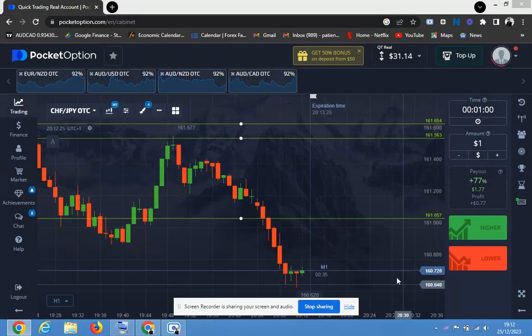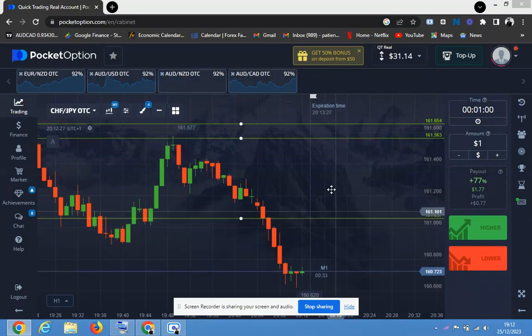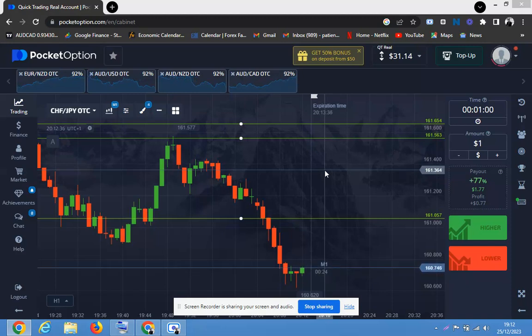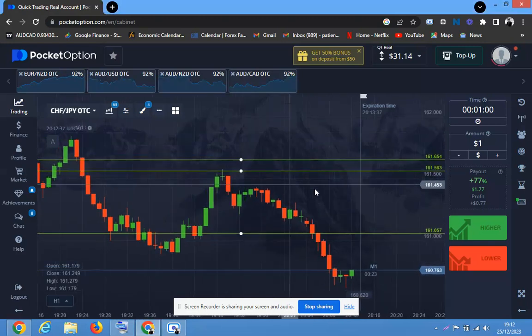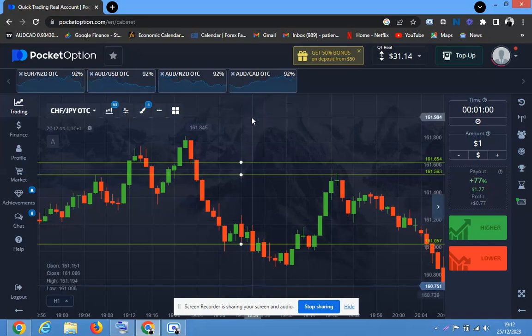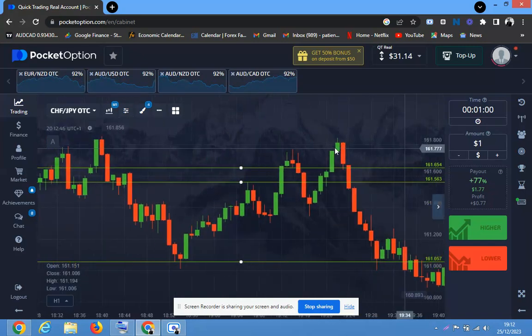Now the first thing you have to consider, if you are trading the 1 minute candle, is that you have to look for what we call the key area of support and resistance. What I mean by key area of support is that you look for a possible level where the market is likely to reverse.